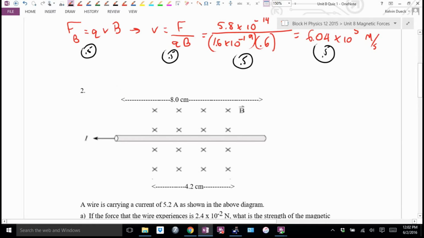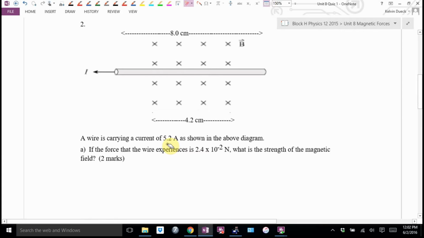You're going to find often for questions where you're going to be using L, the length, in the diagram they will often give you 2 lengths to try and trick you. You'll notice here I gave you an 8.0 and a 4.2. First of all, let's look at the question. It says a wire is carrying a current of 5.2 amps. What's the variable for current? What variable, what letter do I use for current? So I'm already thinking it's going to be some of my equations with an I in them. If the force that the wire experiences is that, what's the strength of the magnetic field?